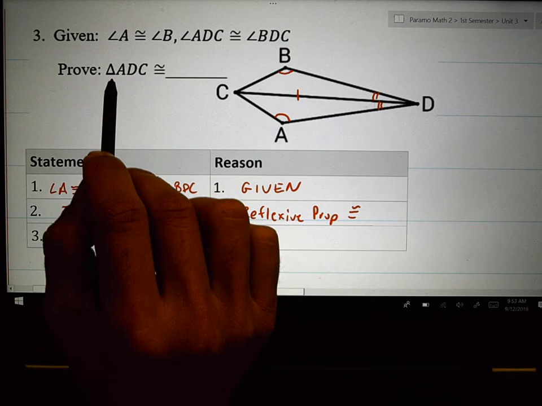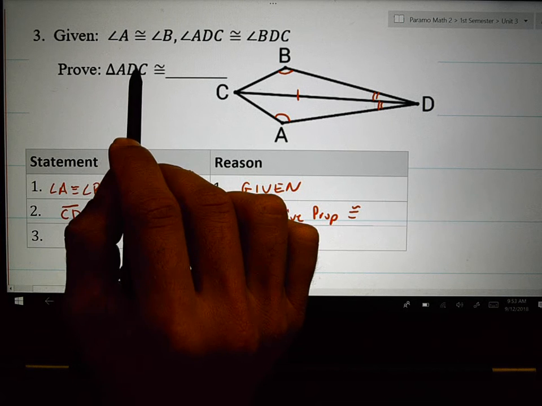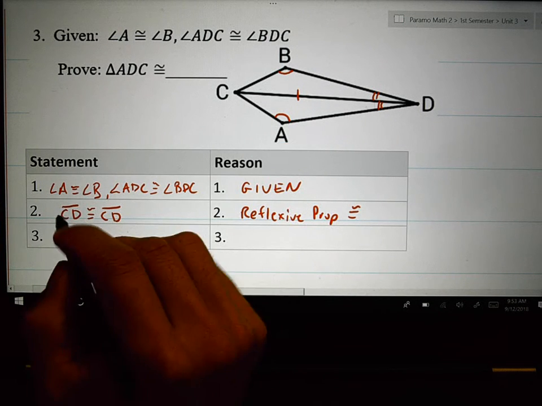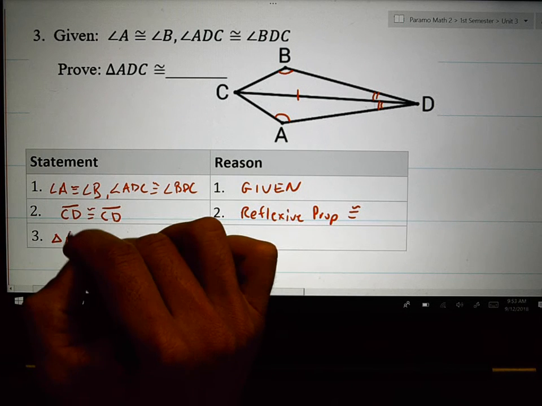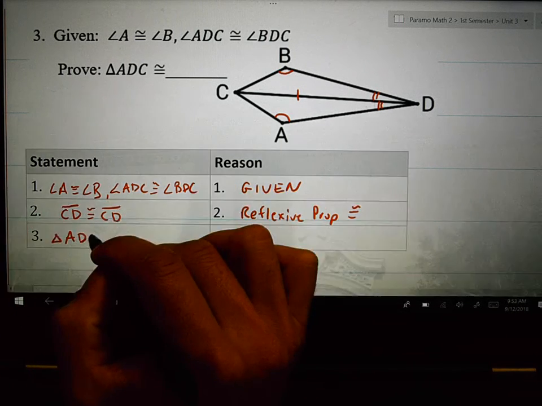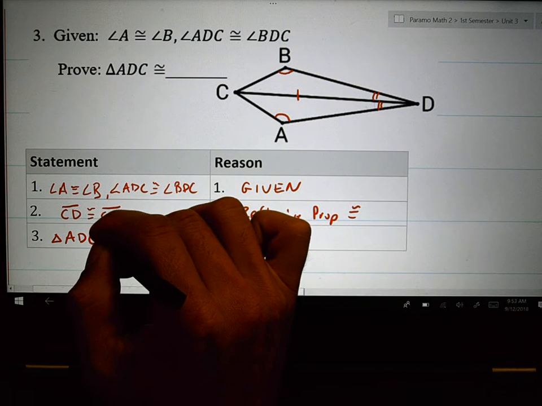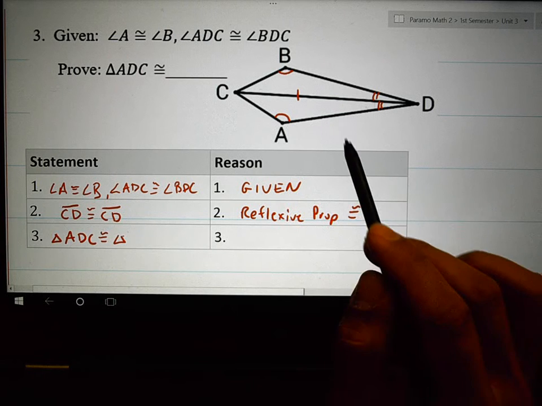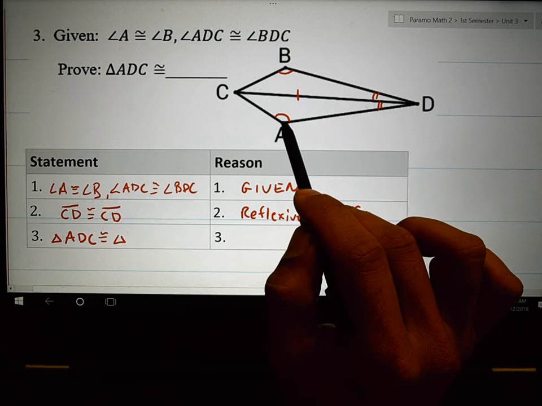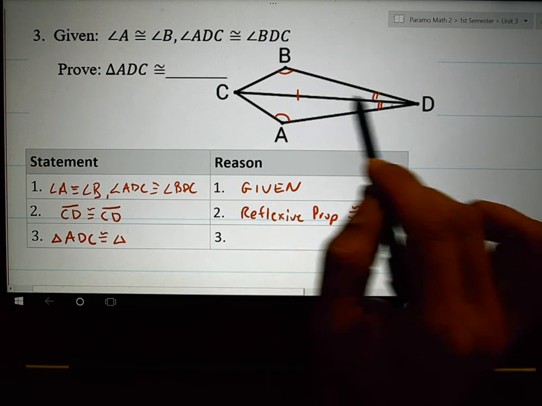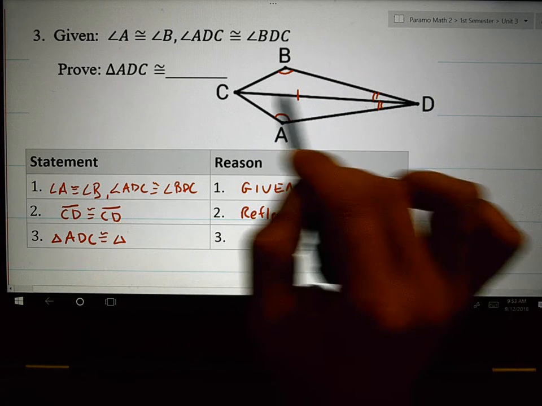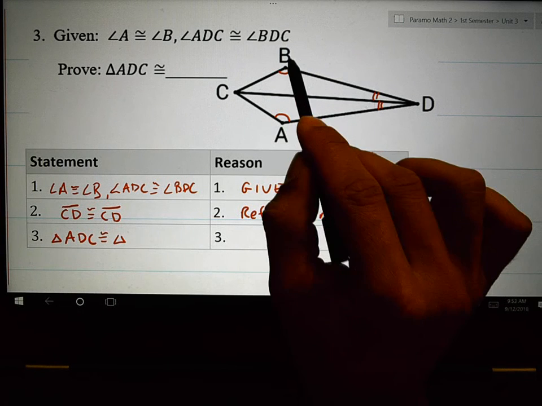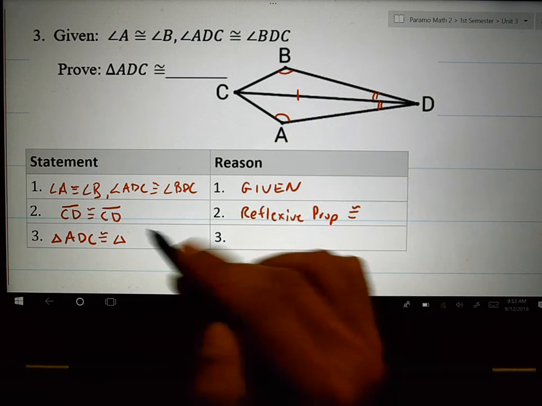What is it we are trying to prove? Whatever we're trying to prove is what goes as our last statement. It says triangle ADC is congruent to, and it has a blank here. We're going to need to fill that in, and let's see if we can figure this out. A is the arc, then we go to the double arc, then we go through the single ADC is congruent to, what's the matching parts for the other triangle? Has to be BDC.